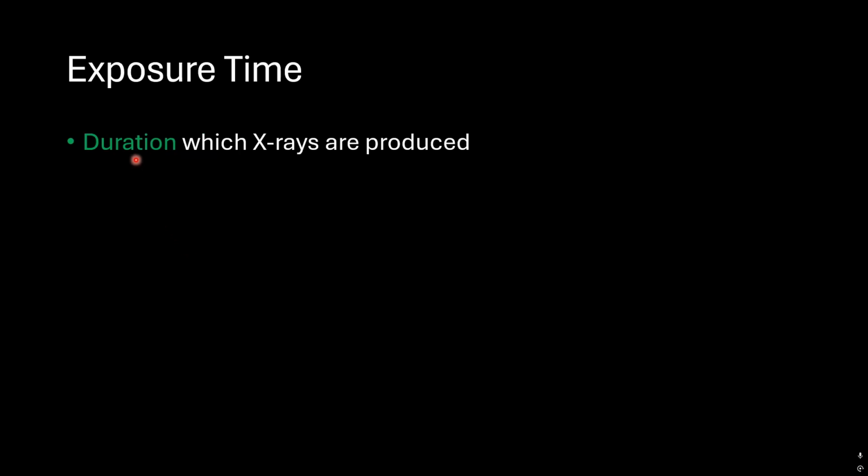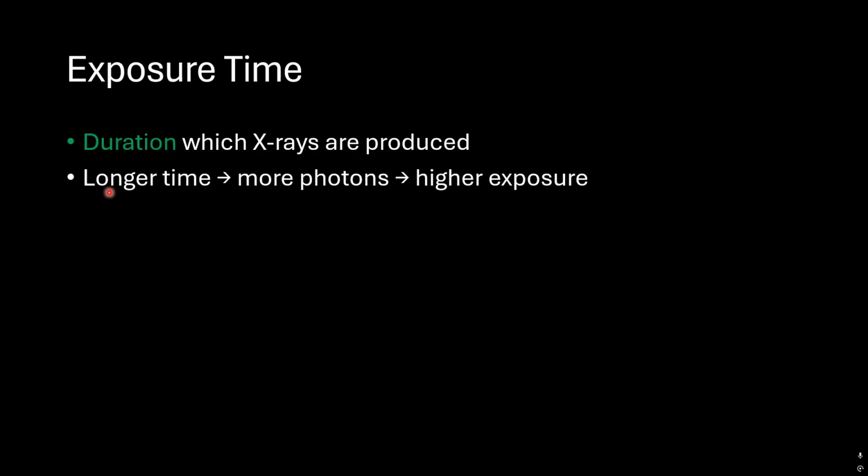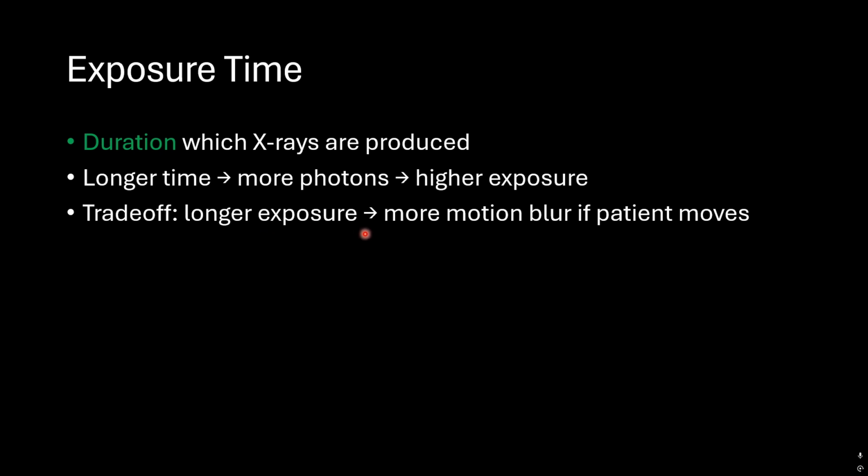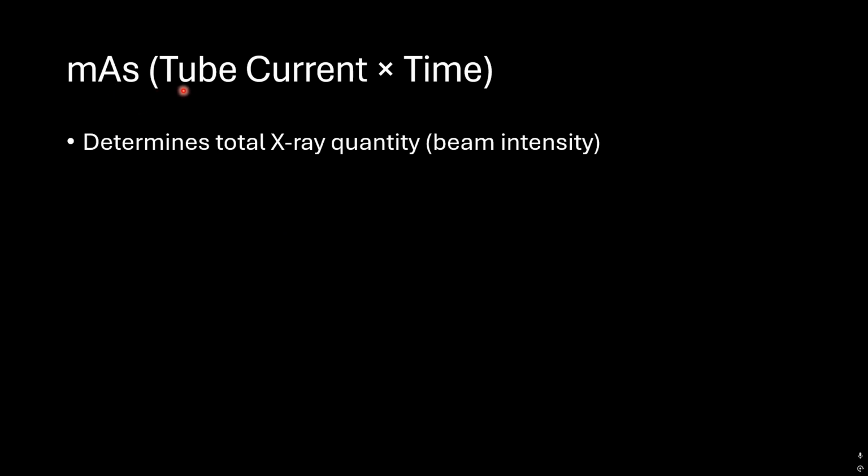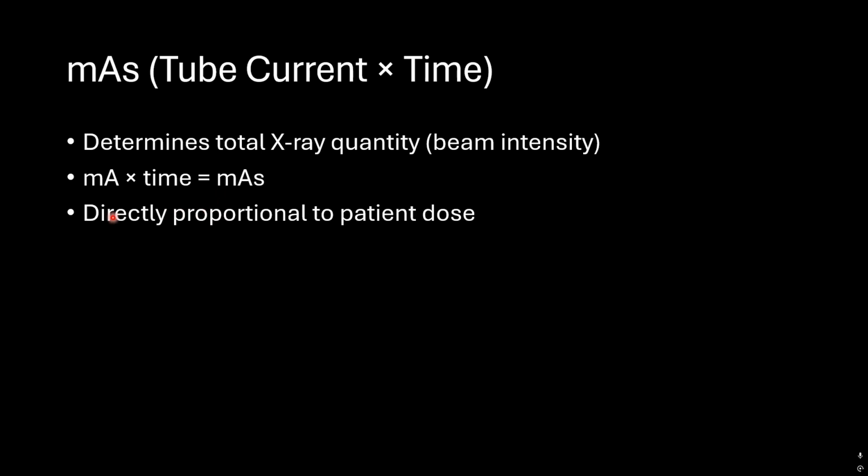For the exposure time, it's the duration for which X-rays are produced. When we have a longer time, we have more photons, which means higher exposure to the patient. In the trade-off, a longer exposure means there is a possibility of more motion blur if the patient moves. For the mAs, we know it's the product of the tube current times time, and it determines the total X-ray quantity, so it only affects the beam quantity. So mA times time equals the mAs. It is directly proportional to patient dose, meaning that if we double the mAs, it will double the patient dose.